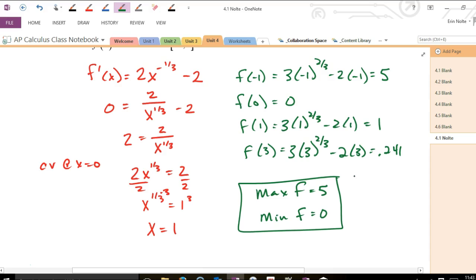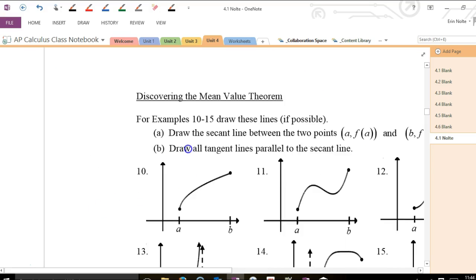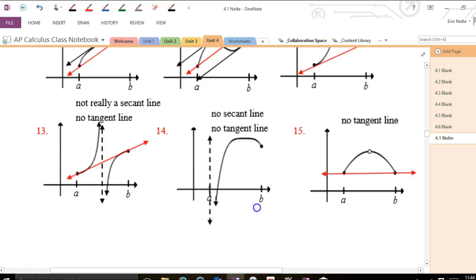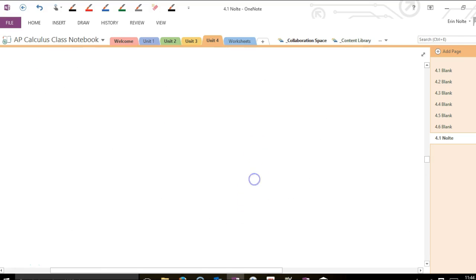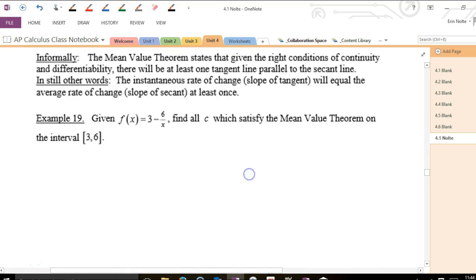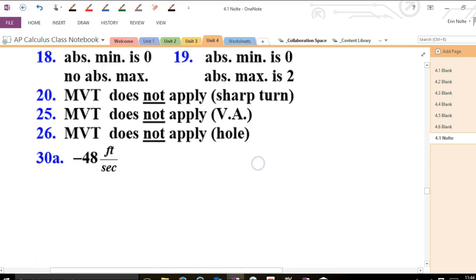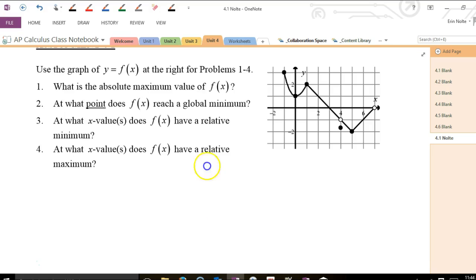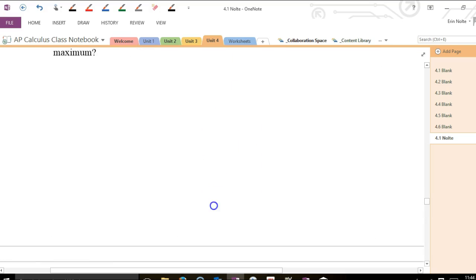Not too bad? Piece of cake, right? Alright, so we'll save the mean value theorem for Monday. So I'm going to give you guys 1 through 6. 1 through 6.